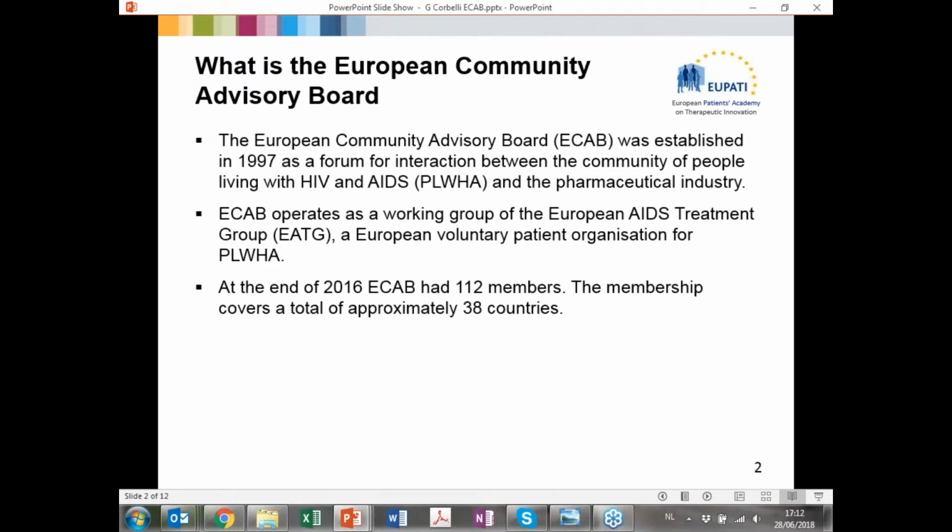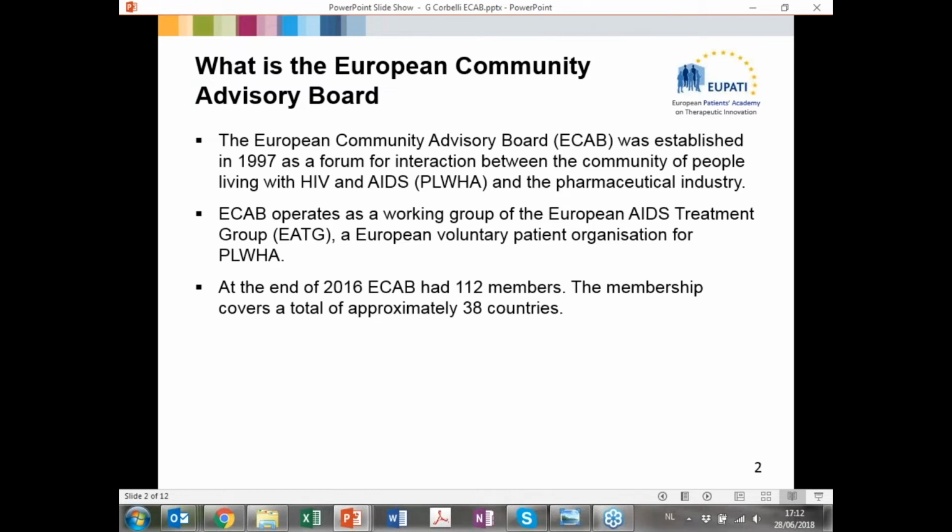So this new group took the form of a community advisory board. Advocates and activists from several European countries joined together. They were meeting with the pharmaceutical industry, discussing all the issues related to treatment options. This, a bit later, became a part of the larger organization called the European AIDS Treatment Group, a European voluntary patient organization.